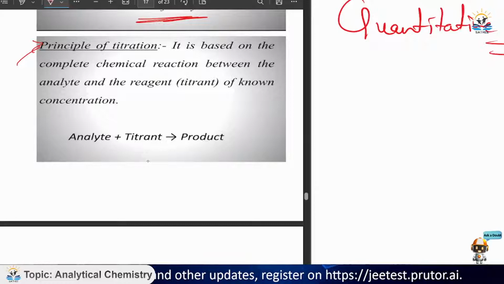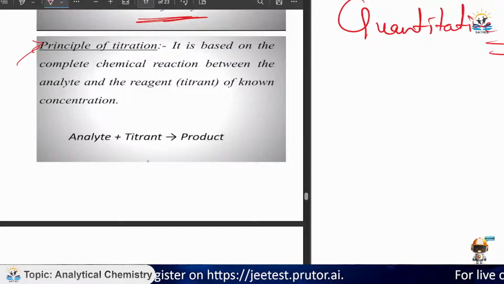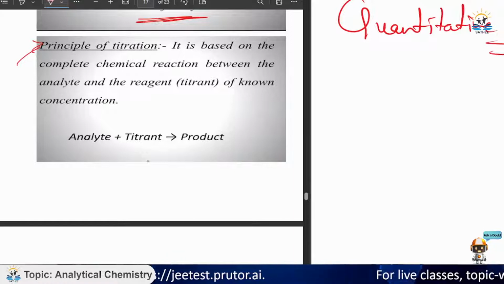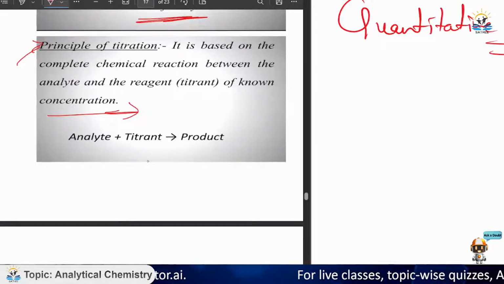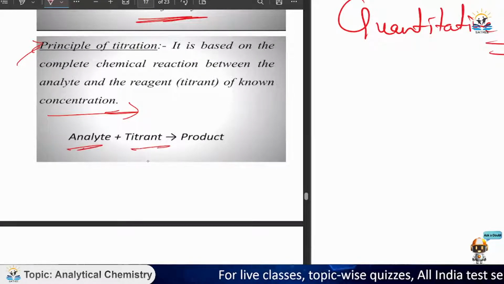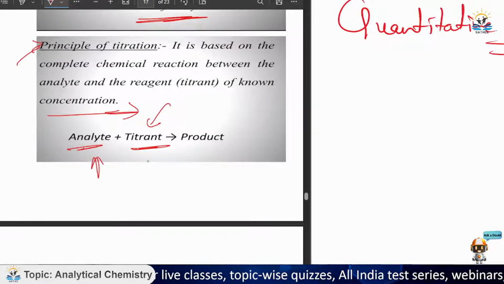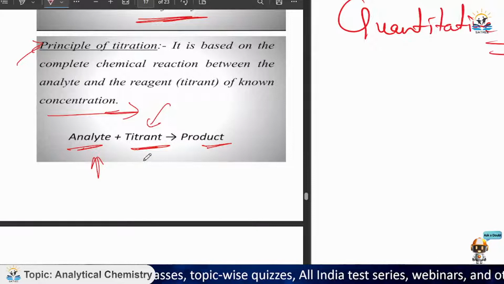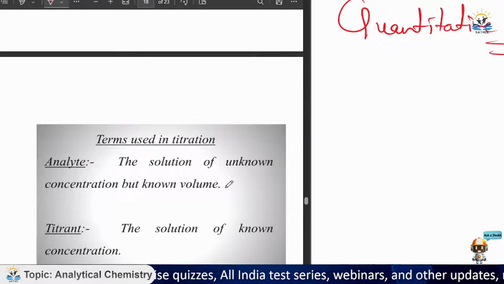You have heard about the titration term in the redox reaction and ionic chemical equilibrium chapters. It is based on the complete chemical reaction between the analyte and the reagent of known concentration. We will have the concentrations related to the reactant and product. So that is the analyte, and this is the titrant. We use this titrant to analyze the concentration of the product. So all of this comes with relationships related to each other.